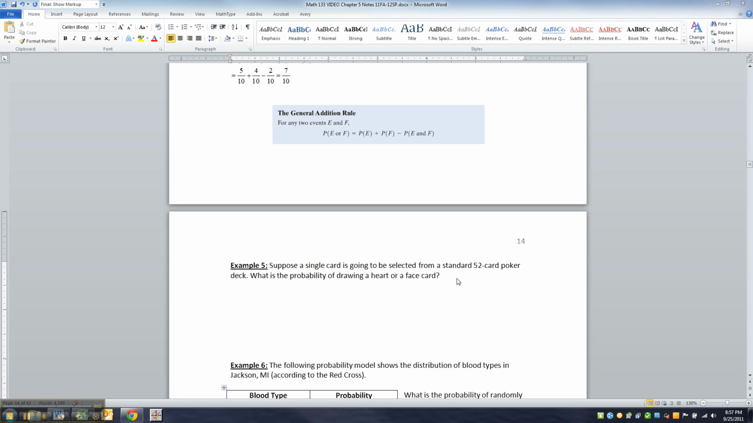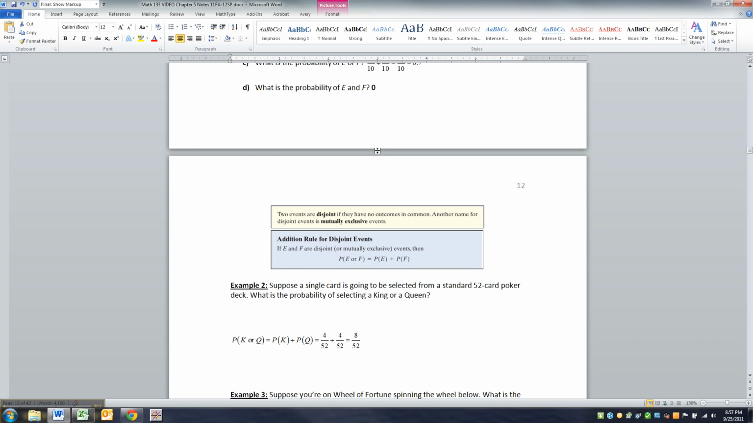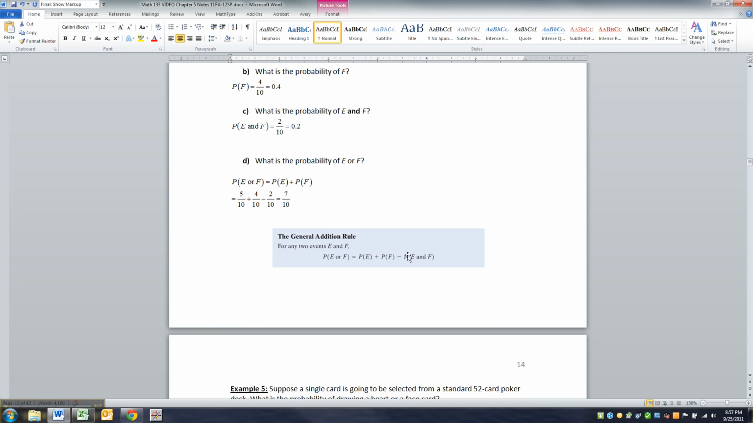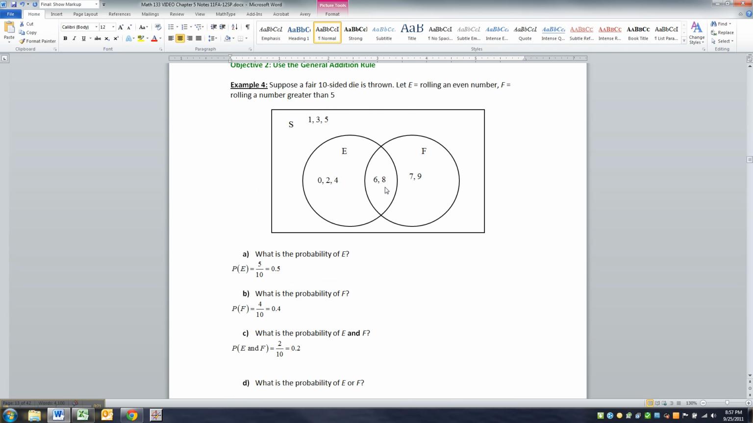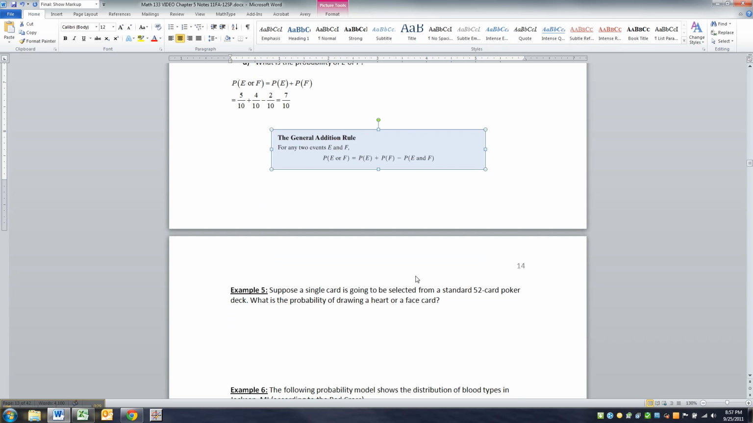All right. Now, the interesting thing about the general addition rule is that you only really need this rule. You don't need, scrolling back up, this one, the addition rule for disjoint events. If events are truly disjoint, then there won't be any overlap between E and F, and therefore the probability of E and F will be 0. So this general addition rule is the only rule you need. That said, if you want to write them both down on your formula sheet for your test, that's up to you.